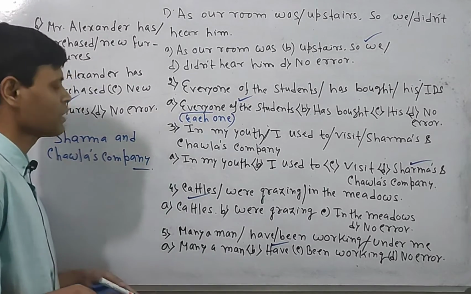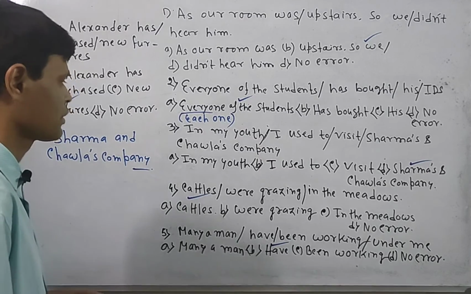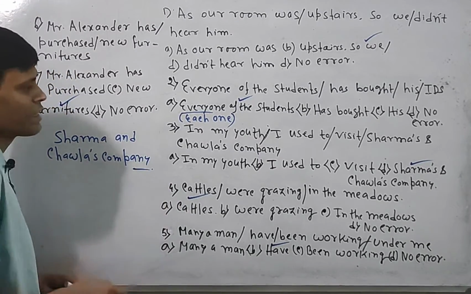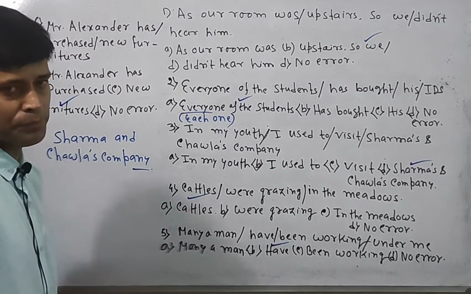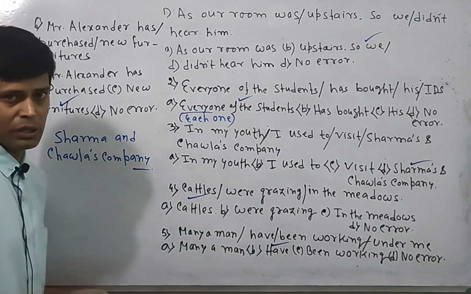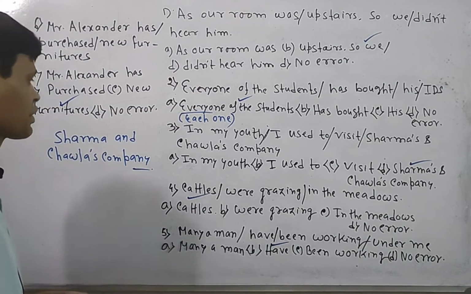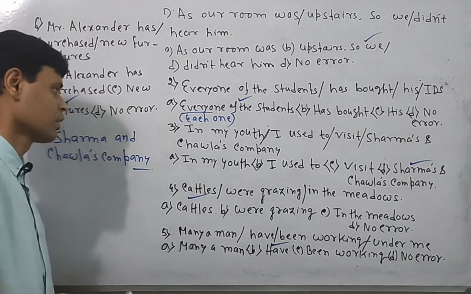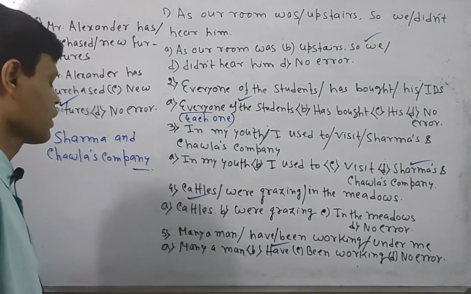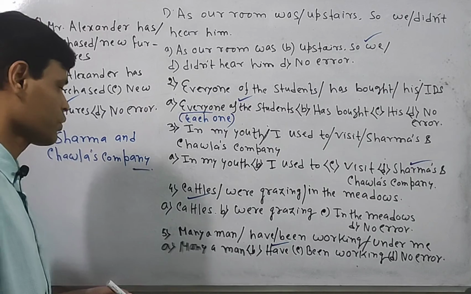In my youth, in the third question, I used to visit Sharma's and Chawla's. Here the company is single, so automatically the second part must be qualified under the genitive category. This means apostrophe s must be there in the second part, not like Sharma's and Chawla's.